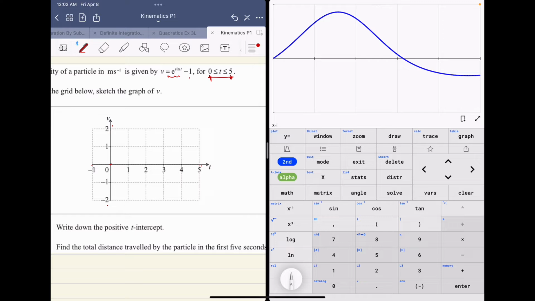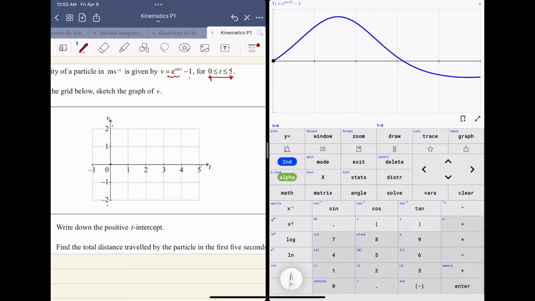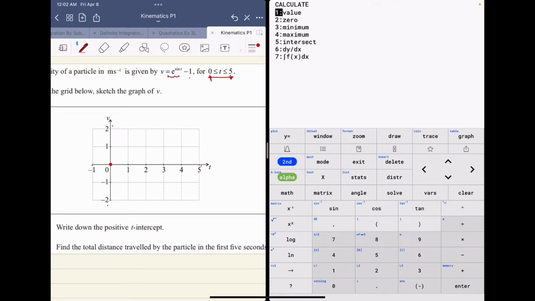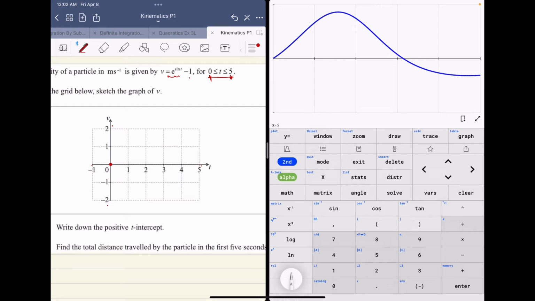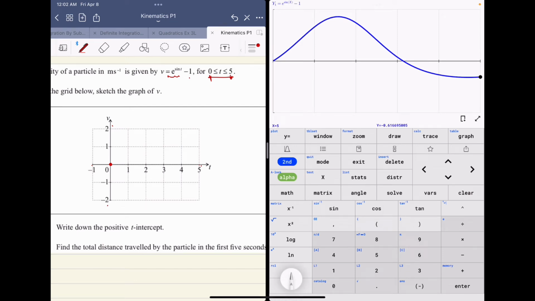First I am using 0. You can see here 0 and I am entering the value. I can see the value as y is 0. So here my first point is 0. Then again I am using the same trace option and I am now finding for pi. I am entering pi. You can see the value of x equal to pi is negative 0.616695. So approximately I am using this value here.